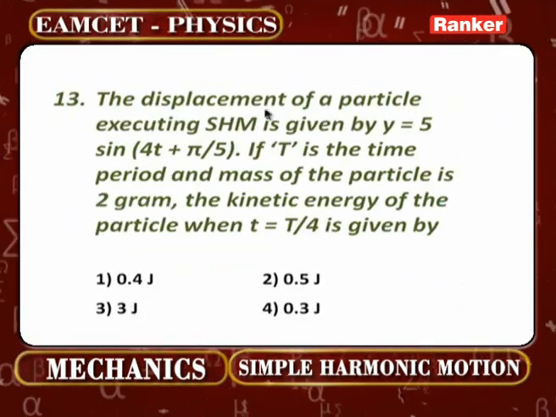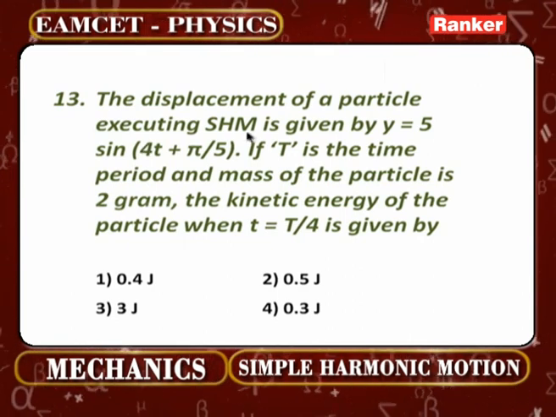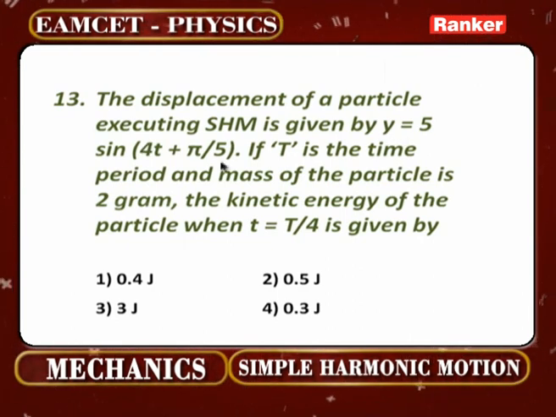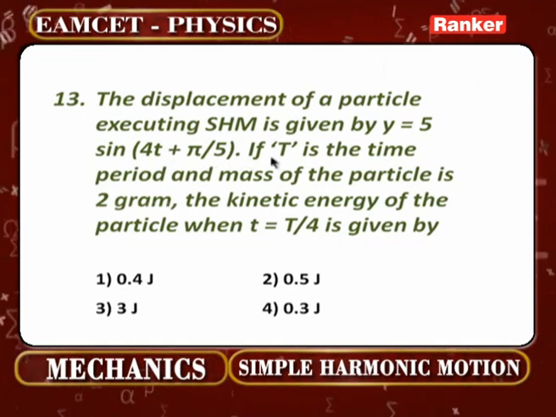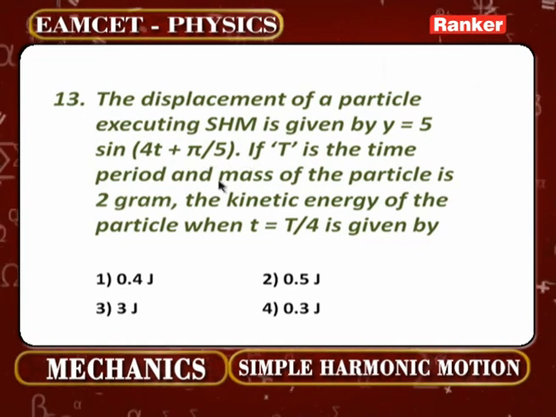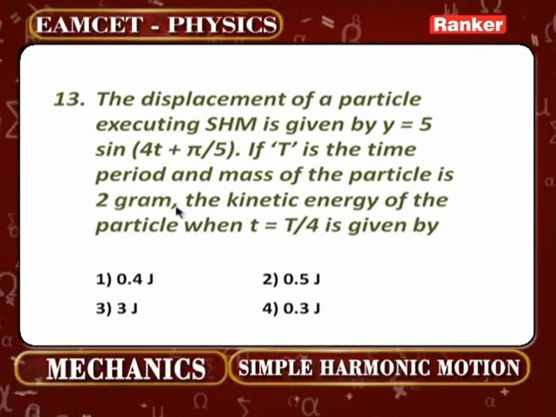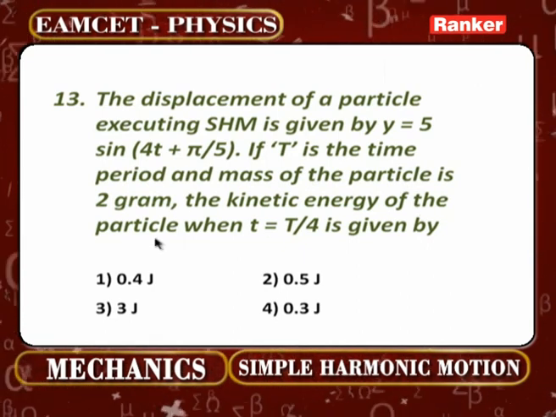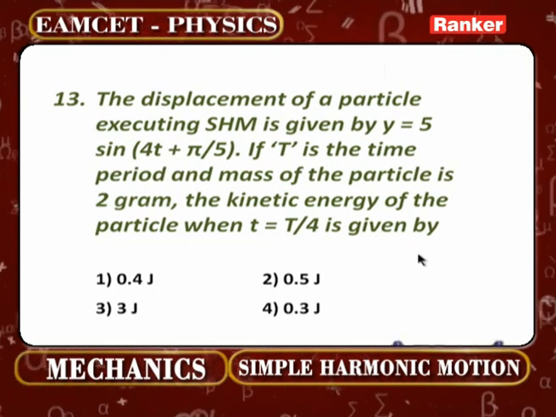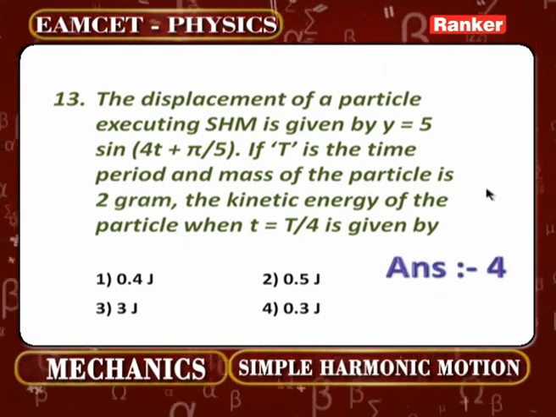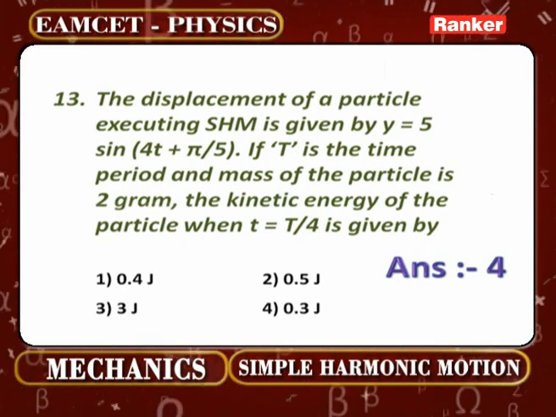The displacement of a particle executing SHM is given by y = 5 sin(4t + π/5). If T is the time period and the mass of the particle is 2 gram, the kinetic energy of the particle when t = T/4 is given by. This same question has been asked in one of the EAMCET papers in recent years.